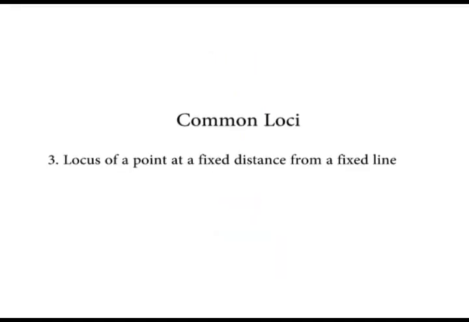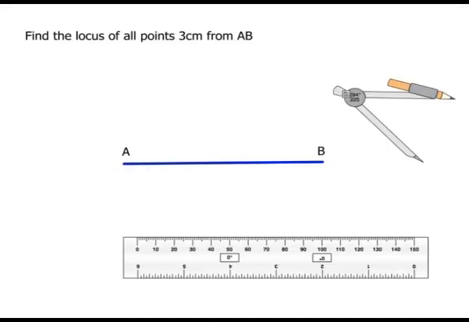Thirdly, the locus of a point at a fixed distance from a fixed line. For example, find the locus of all points 3 centimeters from AB. Initially, it would be sensible to think that such a locus is a pair of lines on either side of AB, both 3 centimeters from the line. That's correct, but there is more. You need to know that even the ends of the line, that's points A and B, still make part of the line. And so the locus extends not just above and below the line AB, but also on the left and the right sides.